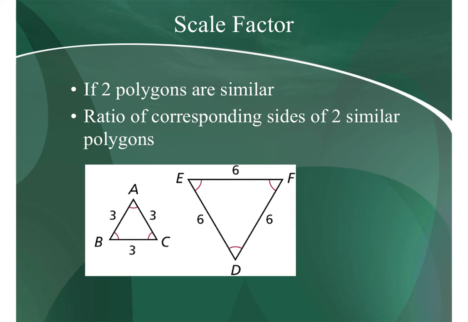What's the proportion between EF and BC? EF is how big? 6. What's BC? 3. So to find our scale factor, we just put EF divided by BC, which gives me 6 over 3, which is 2. So our scale factor here is 2. Now, you can do it either way. You could have put BC over EF, so your scale factor should be either 2 or 1/2.